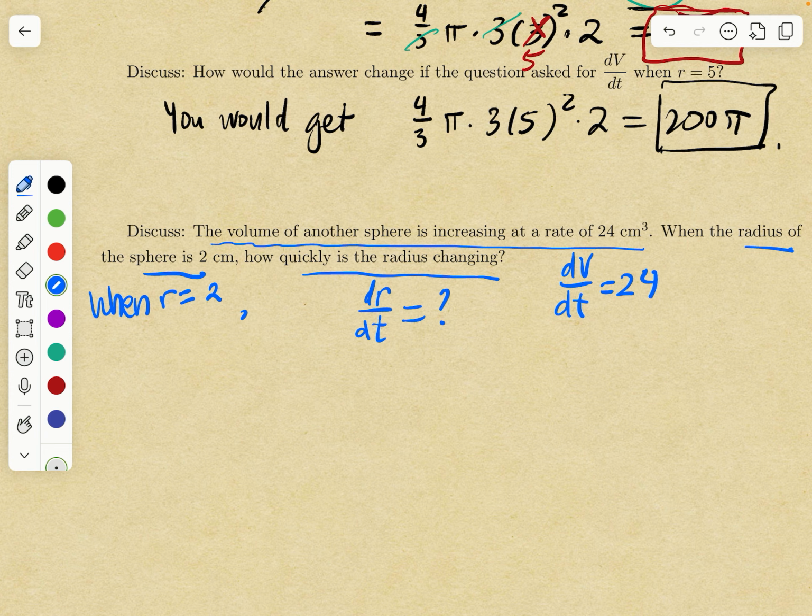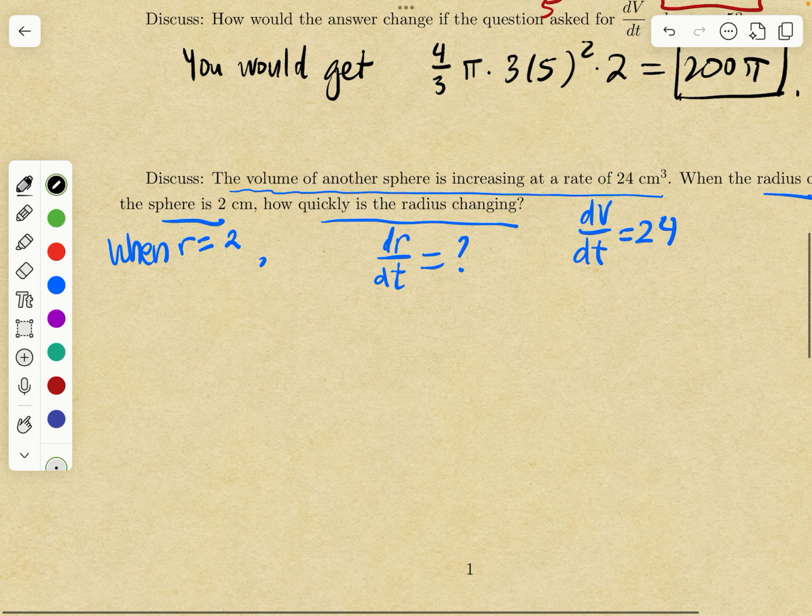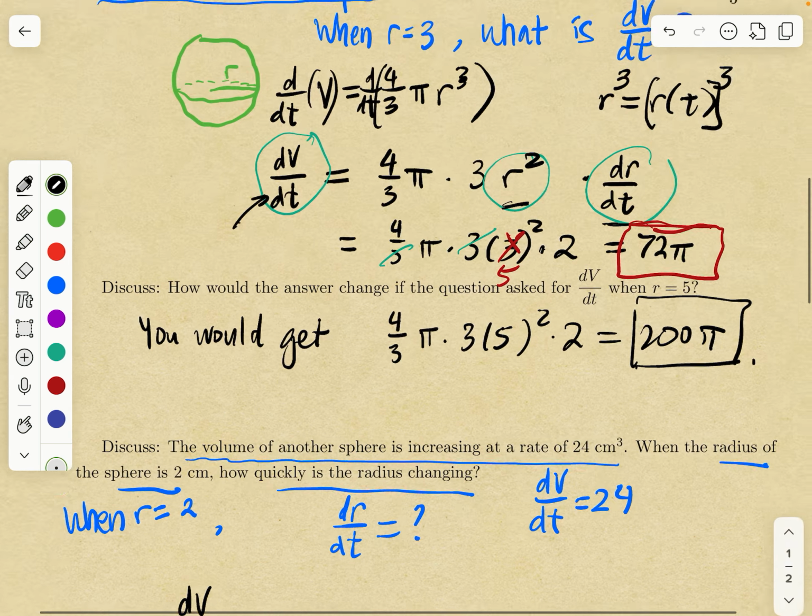So when r is 2, what's dr dt? Now the "when" part is important because this sphere is changing in size. It's just saying when the sphere is 2 centimeters in radius, how fast is the radius changing? It's not like the sphere always has a radius of 2. Okay. Well, it's the same kind of thing. We use the exact same equation that relates dv dt and dr dt.